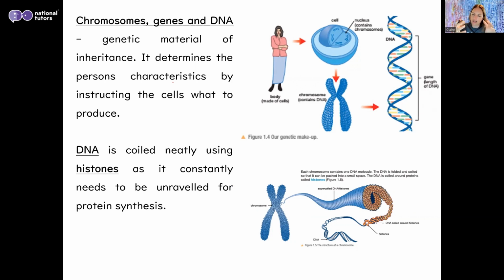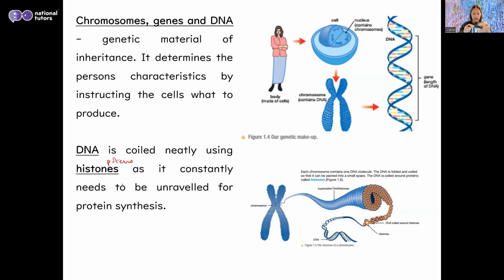But again, it's how it is arranged as well. So yes, it is arranged in chromosomes, but it's the way that this 2 meters can condense down into a tiny, tiny structure, like chromosomes. And it does this because it coils up around these proteins. So there you go, histones are proteins, another thing coded for by DNA.